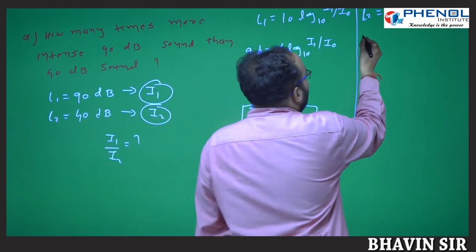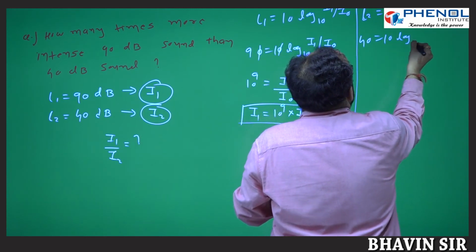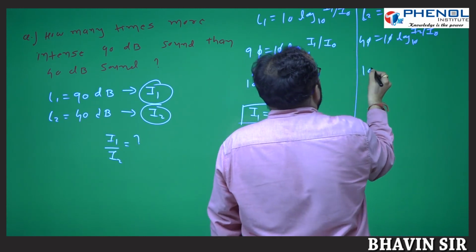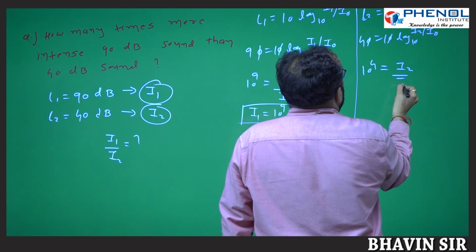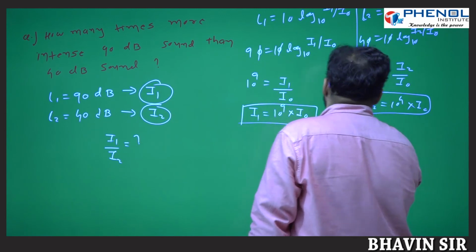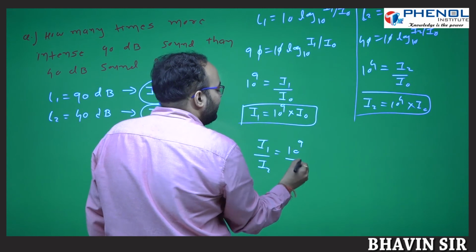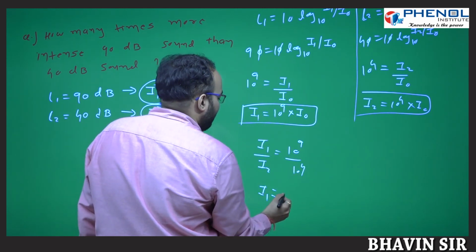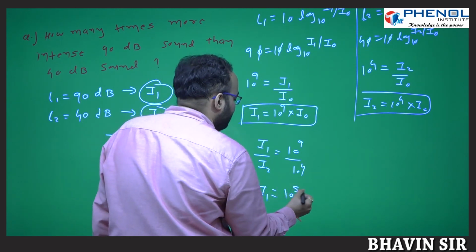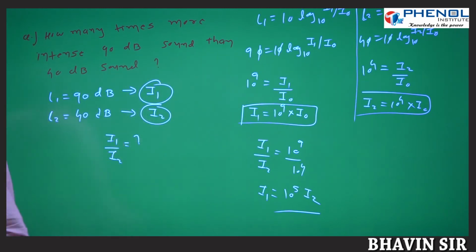Chalo. In the second case, what is the loudness? In the first case 90, in the second case 40. Okay, and 10 shift, so 10 raised to 4. So what is I2? 10 raised to 4 I0. Chalo, now take the ratio. So I0 cancels. So see, 10 raised to 5 times the intensity of the first wave compared to the second. Okay, so this is the concept of loudness.